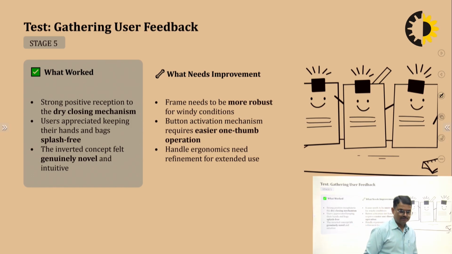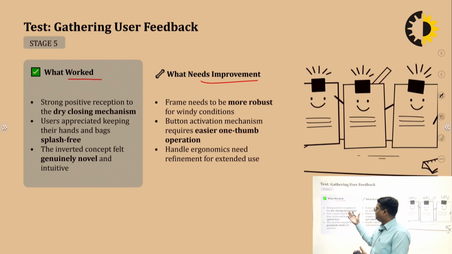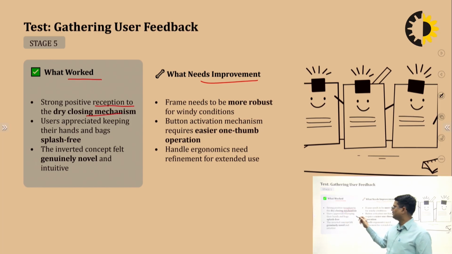Finally, when we have the prototype of our umbrella in our hand, then we need to test that with the users. We need to understand what worked, what needs improvement. So these are some hypothetical results. I have never created such an umbrella, but yes, these results might be like a strong positive reception. The dry closing mechanism, people are very happy. Users appreciated keeping their hands and bags splash free, and the inverted concept felt genuinely novel and intuitive to most of the users. What needs improvement?